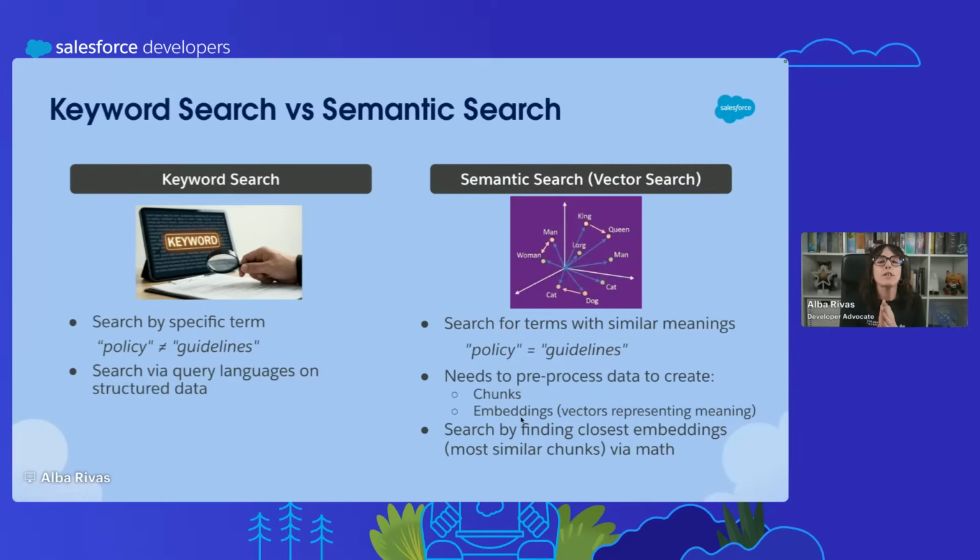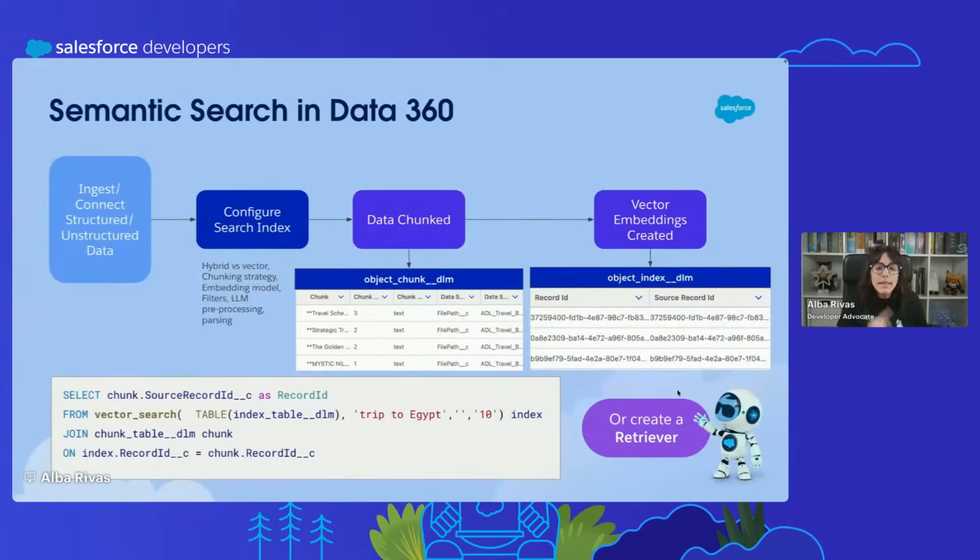The embeddings are vectors that represent the meaning of words, right? So the closer the embeddings are, the more similar the words or the chunks are, okay? Normally those embeddings are stored in a vector store, which is a special kind of database table. Then we can implement semantic search by doing some math calculation and finding the vectors that are closer to one another. So how is semantic search implemented in Data 360?